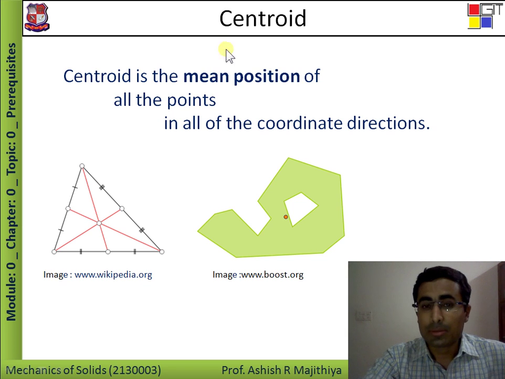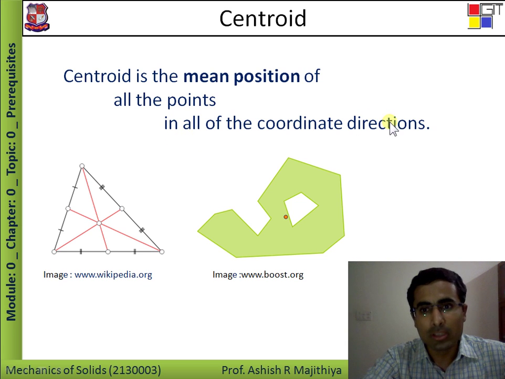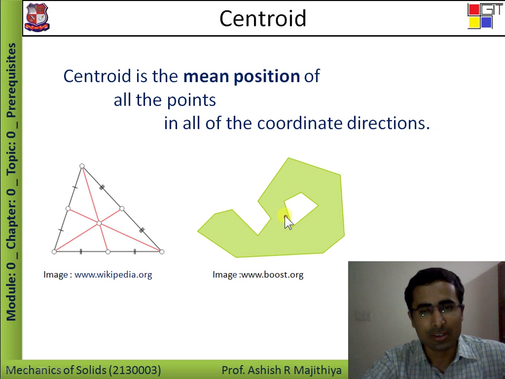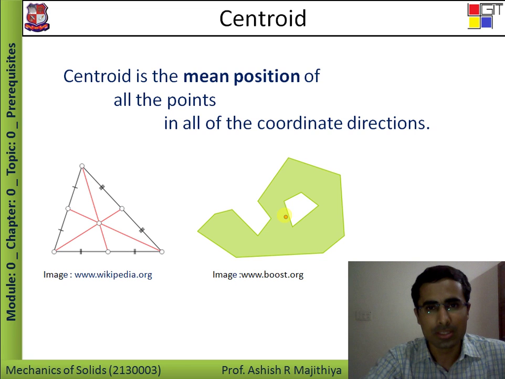The next concept is the centroid. Centroid is nothing but the mean position of all the points in all the coordinate directions. The two examples given here are of 2D. In that triangle, this is the centroid. It is a regular shape. The second example is of an irregular shape, and the centroid of this irregular shape is over here. We'll study it further in module 2, that is CG and MI, center of gravity and moment of inertia.